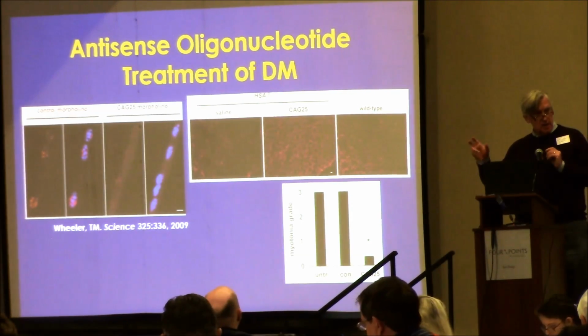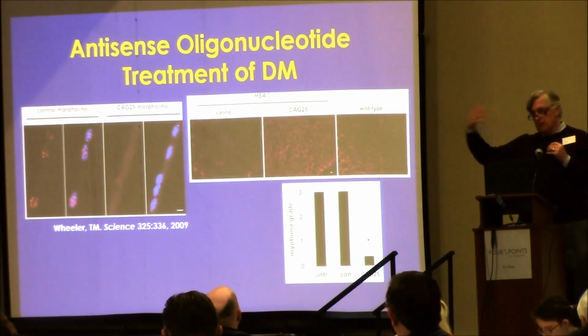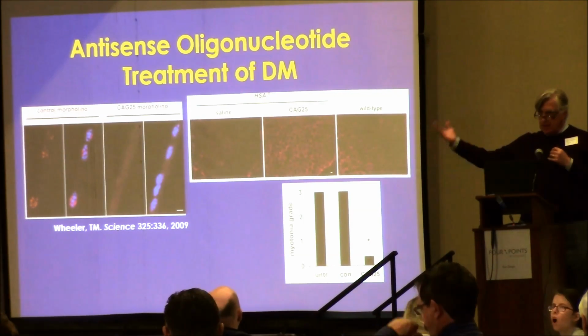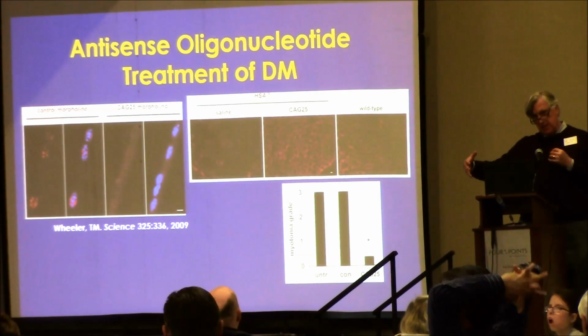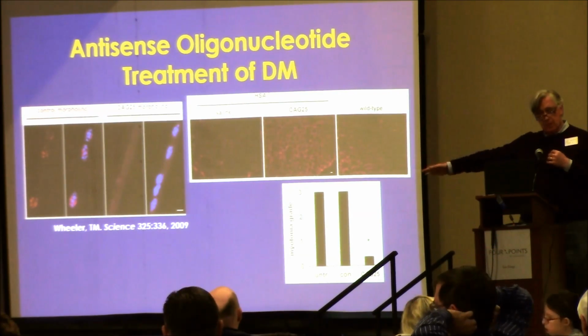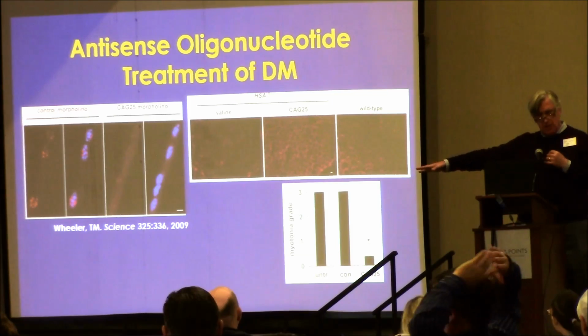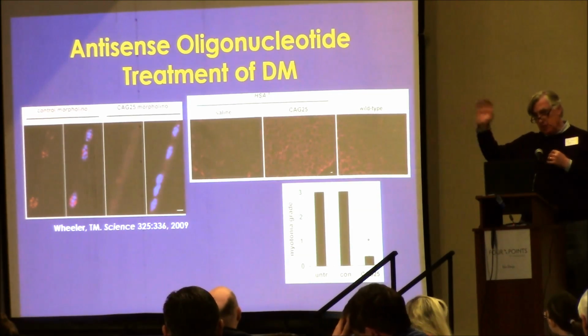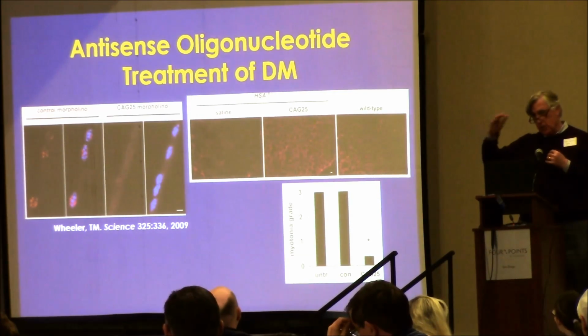So the ASO dissolves the clumps, frees the protein, allows the genes to be processed correctly. The processing sends the right message to the protein apparatus. That makes the right protein. You get chloride channels, your myotonia goes away.